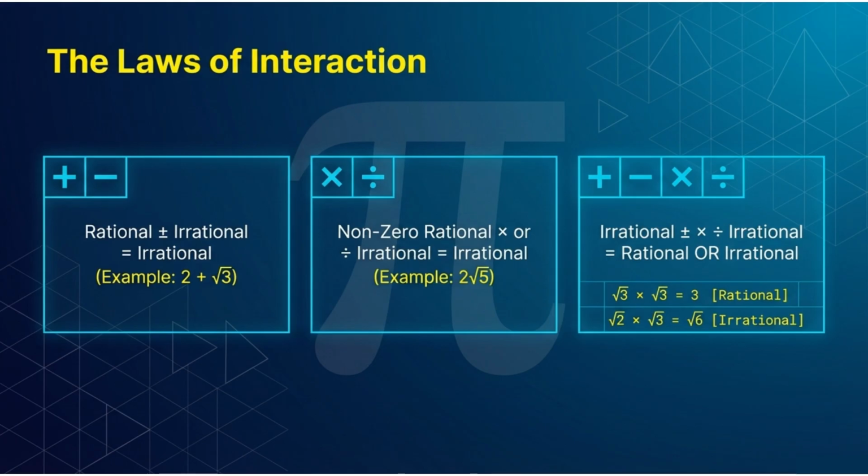When interacting, adding or subtracting a rational and an irrational number always yields an irrational result. Similarly, multiplying or dividing a non-zero rational and an irrational results in an irrational number. However, operations between two irrationals can result in either a rational or an irrational number.